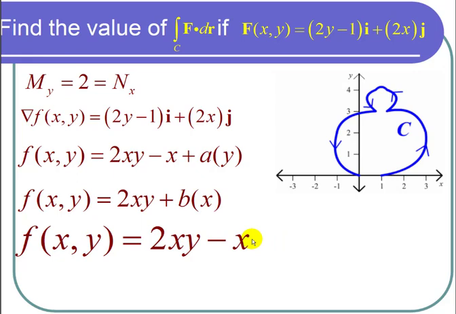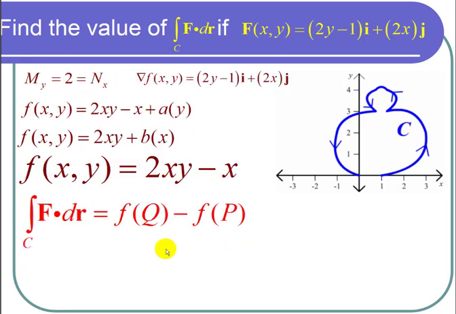not all potential functions. What this does for me is I can use the theorem on independence of path that says that the line integral over a curve C of a vector field F dot dr, if the vector field F is conservative with potential function little f, is equal to f of Q, where Q is the final point, minus f of P, where P is the initial point. So on our curve C, the final point is right here at the origin, 0, 0, and the initial point is right here at 1, 0. So this should be equal to f of 0, 0, minus f of 1, 0.